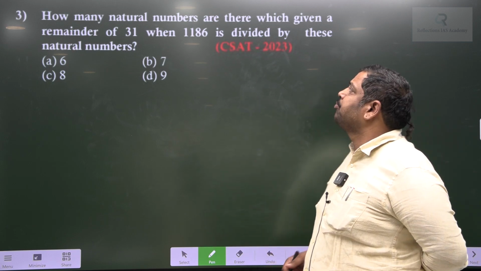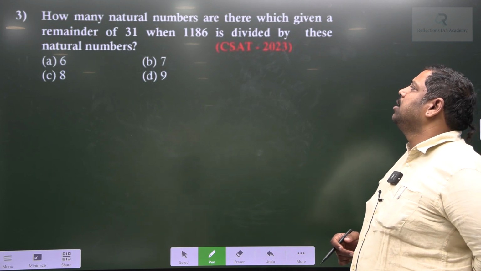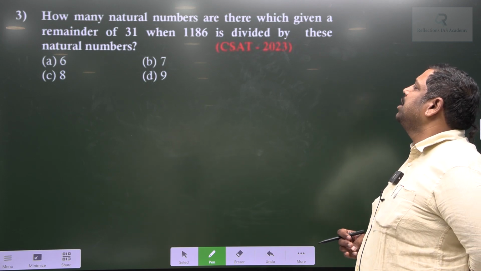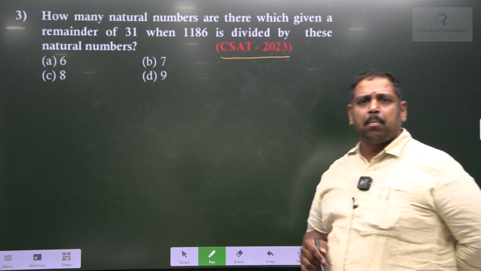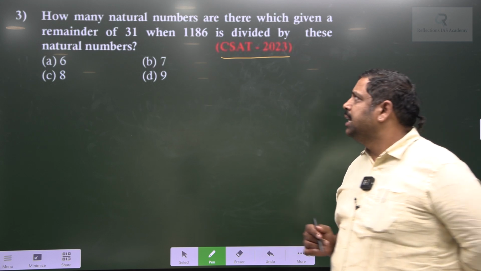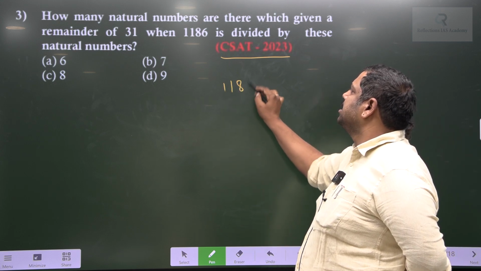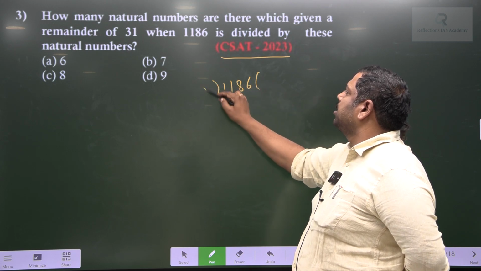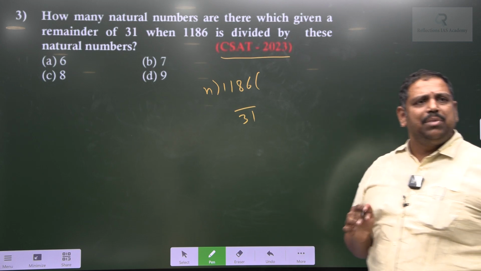How many natural numbers are there which give a remainder of 31 when 1186 is divided by these natural numbers? This is a CSAT 2023 question. Okay, observe that. 1186, you are dividing with some number. The remainder is how much here? 31.